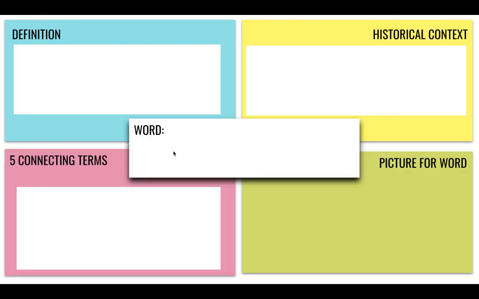So again, in this case, you might have the word in the center, the definition, the historical context related to the word, 5 connecting terms that relate to that word, and then a picture for the word. Again, they can change these subtitles and really deepen their thinking. You can have one that says examples of this word, maybe in action or through history, and then non-examples, ones that maybe are the opposite. So they can really start to better understand and show the difference between synonyms and antonyms related to that word.